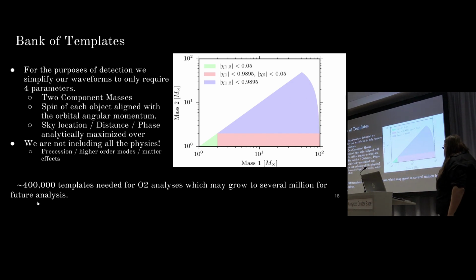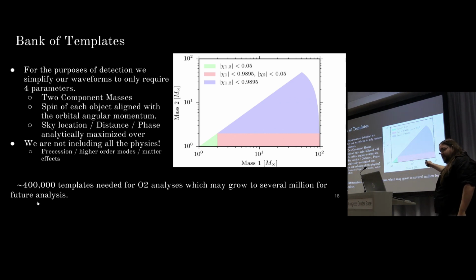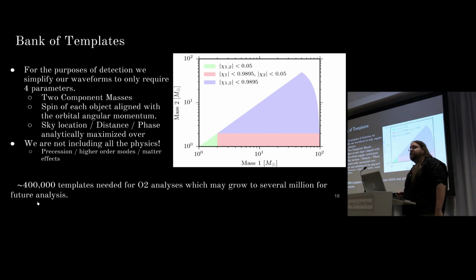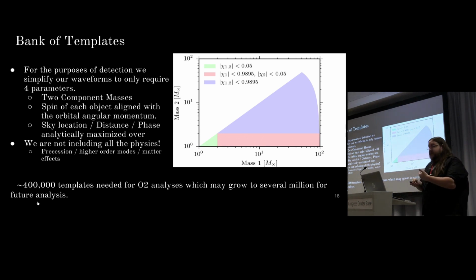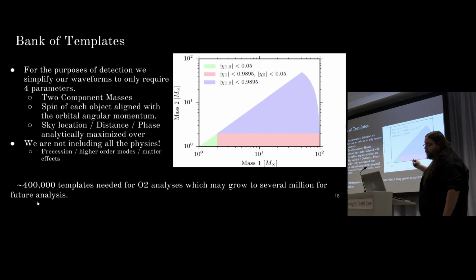Now, one thing is, for the current searches, to search a very wide range of masses, so this is between 1 solar mass and up to 100 solar masses and even more, we need about 400,000 templates for the current analysis. That increases dramatically over the next few years, because this is related to how sensitive our instrument is and how finely we can tell the difference between different kinds of signals. So this will increase by an order of magnitude up to the point we get to the design sensitivity.